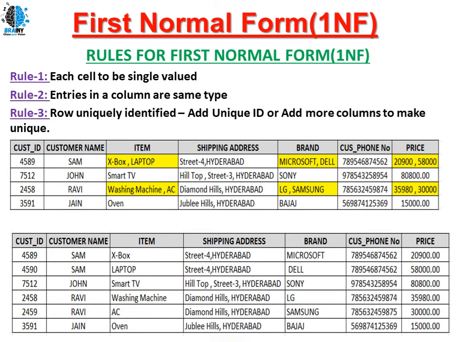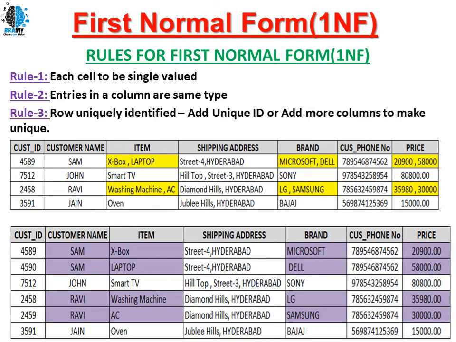Whatever values you have in the item column, in yellow color as you can see on the screen, Xbox and a laptop, washing machine and AC, I have divided these values into separate records, so that the row data is unique. So here I have Sam Xbox, Sam laptop, Ravi washing machine, Ravi AC, same with the brand, same with the prices. So the given table I have converted into first normal form.